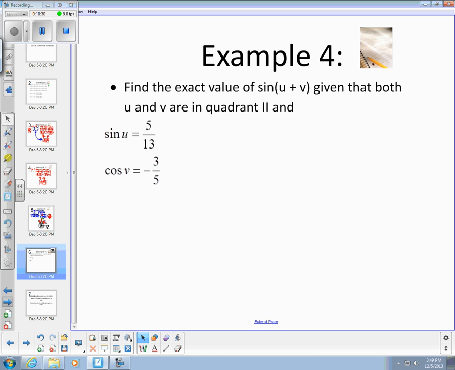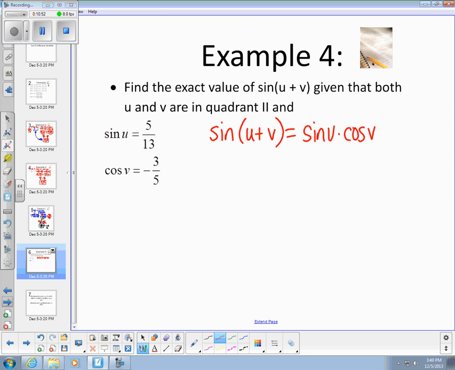Okay? Now, the last example does not give you any angles this time. Instead, it just gives you some values. Okay, and we're trying to find the sine of u plus v. So again, let's start with our formula. Sine of u plus v is equal to the sine of u times the cosine of v plus the cosine of u times the sine of v.